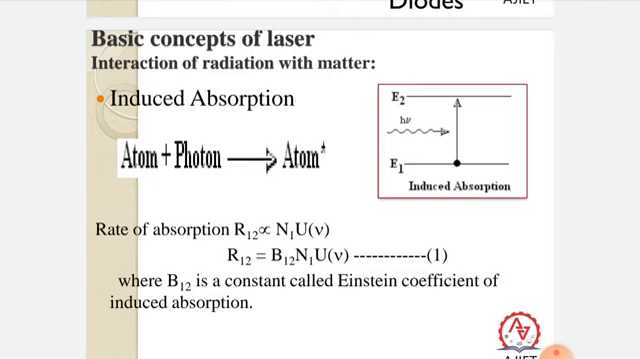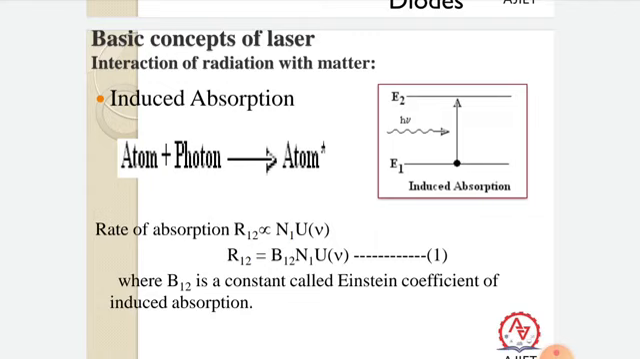Let us see the first one, induced absorption. What is this induced absorption? Induced absorption is the absorption of a photon by an atom, by a system, as a result of which the system is elevated from the lower energy state to the higher energy state, wherein the difference in energy of the two states is precisely the energy of the photon. So here the atom absorbs the energy while in the lower energy state and gets excited to the higher energy state.